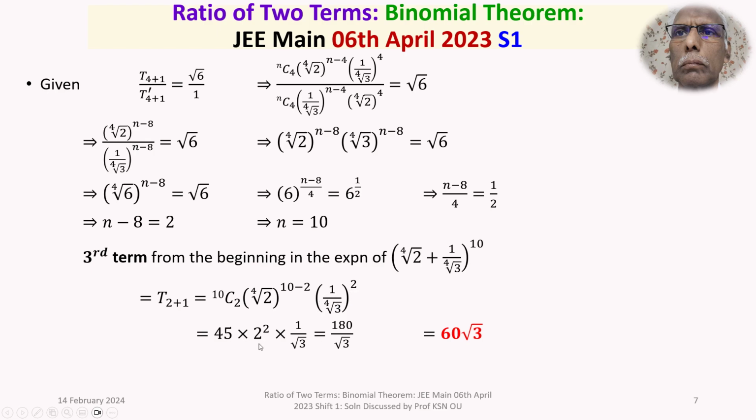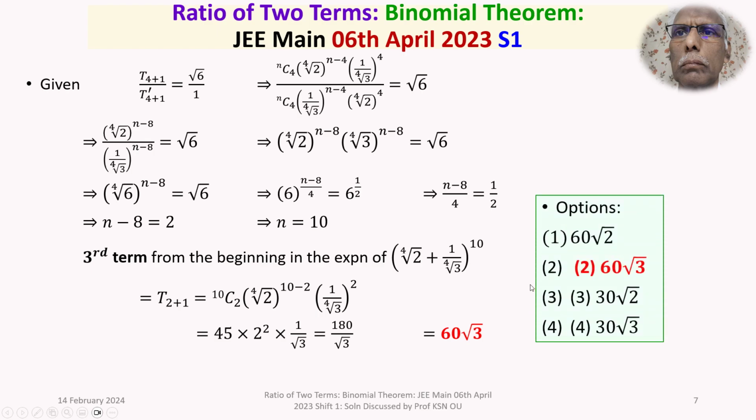So that will be equal to 45 into 4, 180 by root 3. This is equal to 60 root 3. Let's look at our options. Our answer appears against option 2. Therefore, the answer for this question is option 2.